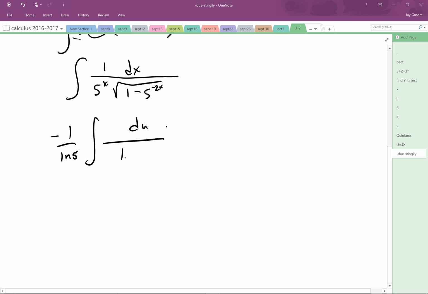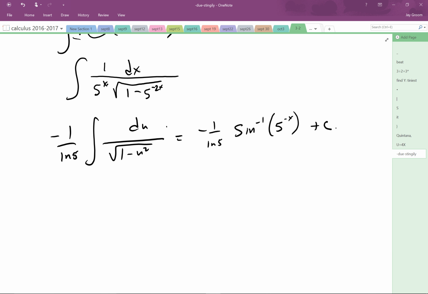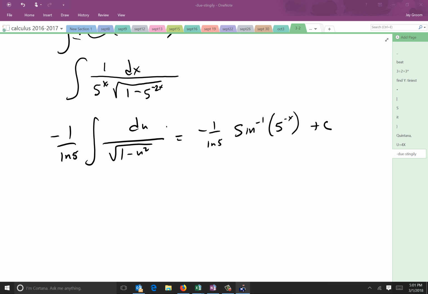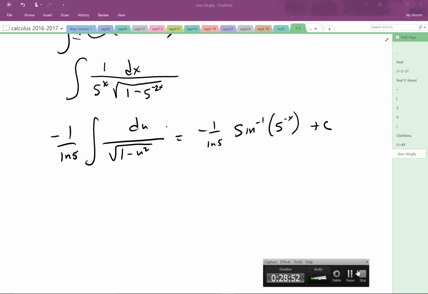And then this is going to be the square root of 1 minus u squared. Yes? And what is that? Well, it's negative 1 over ln of 5 times arc sine of u. But what is u? u is 5 to the negative x, plus c. That's it, and that's your answer. You're going to be doing a ton of those. I don't know about a ton. You're going to be doing a lot of those.